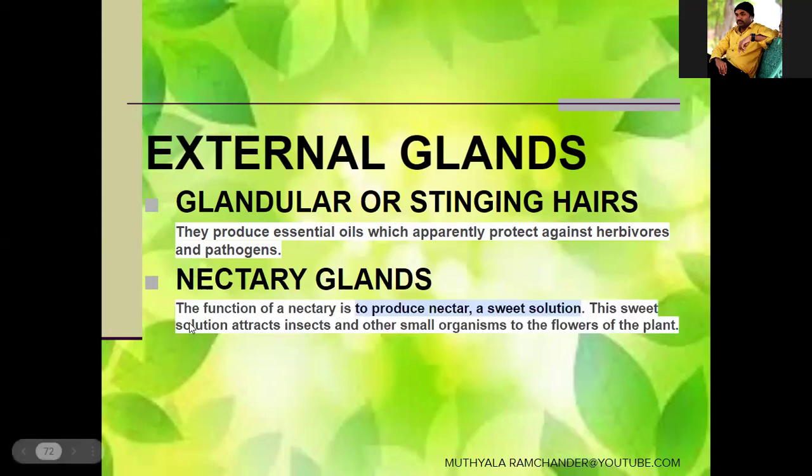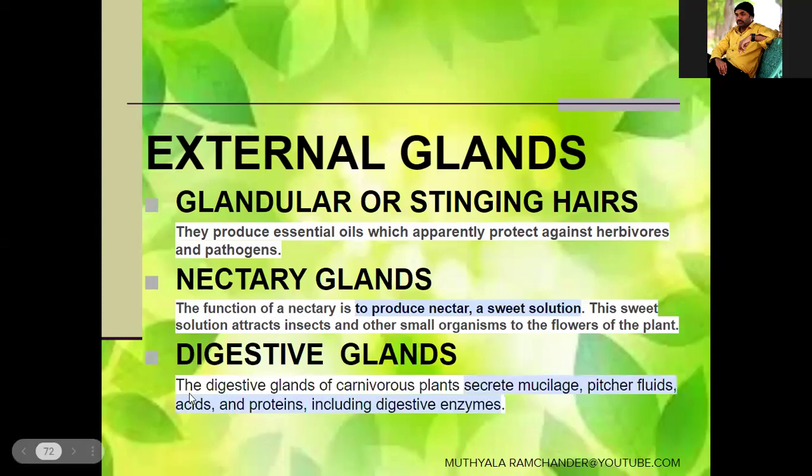Nectary glands. The function of a nectary is to produce nectar, a sweet solution. The sweet solution attracts insects and other small organisms to the flower of the plant. Digestive glands. The digestive glands of carnivorous plants secrete mucilage, picture fluid, acid, and proteins, including digestive enzymes.